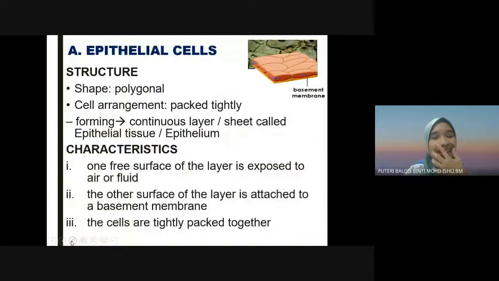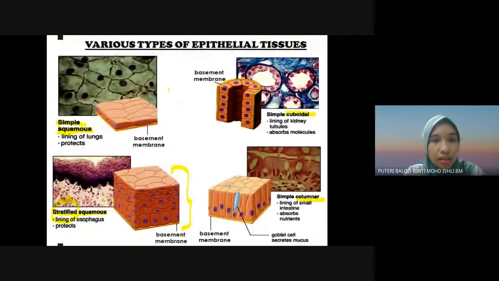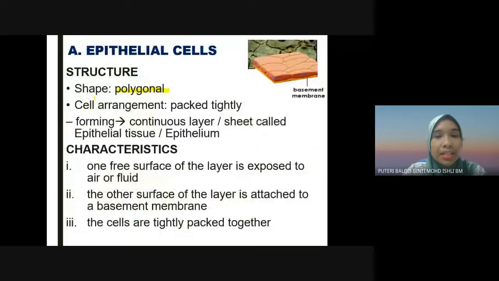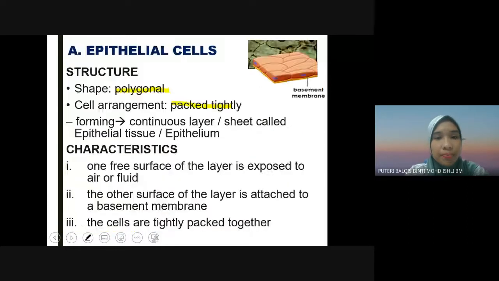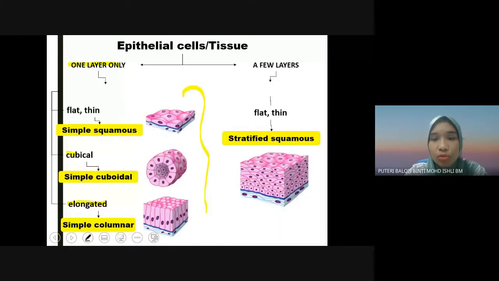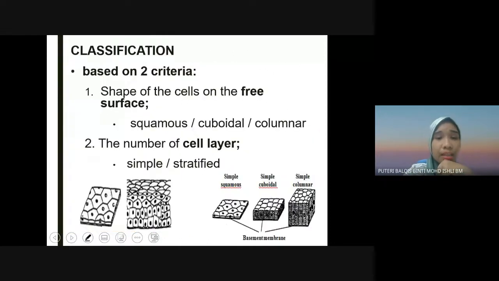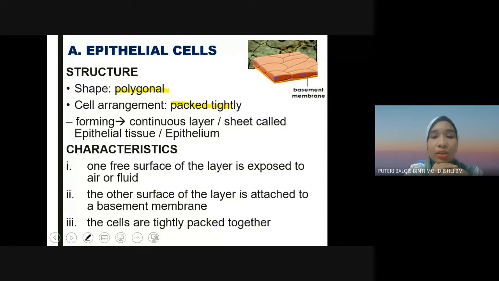Okay, epithelial cell ni, generally, epithelial cell of epithelial tissue, the shape is polygonal. So, tiga-tiga ni, shape dia polygonal. Okay, cell arrangement untuk tiga-tiga ni, alright, packed tightly. Okay, it is packed tightly. Sama juga untuk dia ni. Okay, dia akan cell dia duduk dengan dekat-dekat, packed tightly. Okay, and also it forming continuous layer or sheet called epithelial tissue.